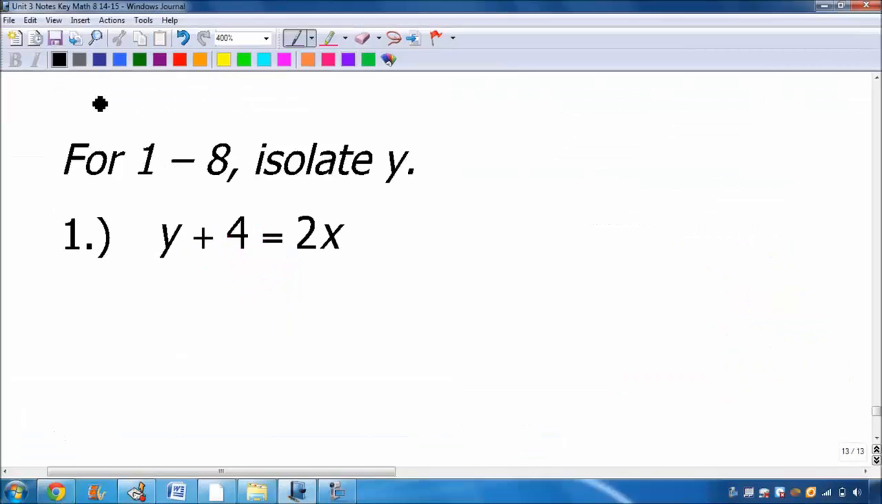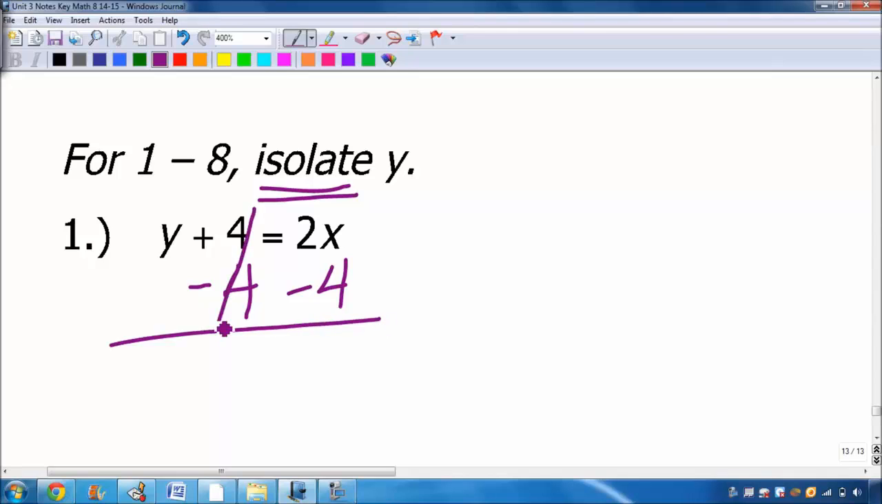Okay. All right, the directions for 1 through 8 say to isolate y. Again, I know this is going to be a little bit on the strange side, but bear with me. The more practice you get with it, the easier it's going to seem to you. Okay? Number 1, isolate means to get y by itself. So if you look on the side of the y, there's a 4 there. I don't want a 4 there. I need to get rid of it. So to get rid of the 4, I'm going to subtract 4 from both sides.